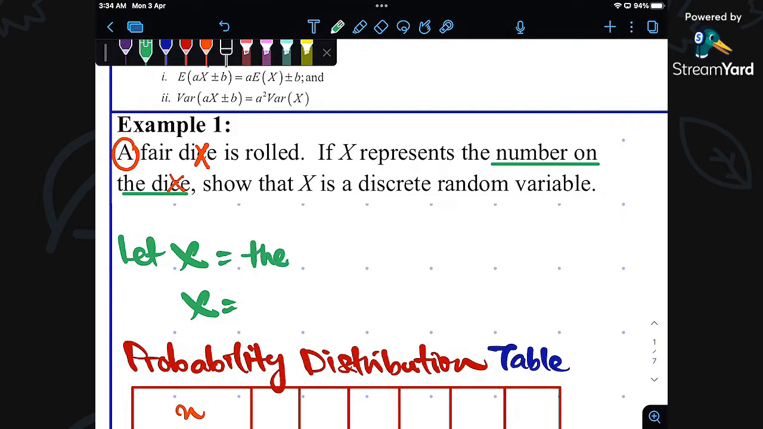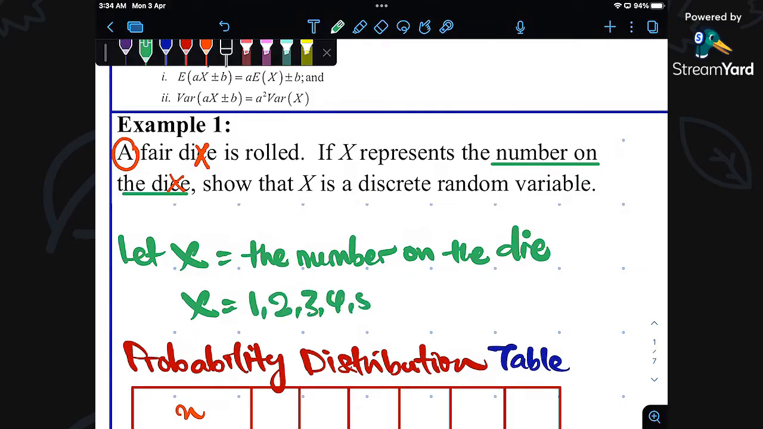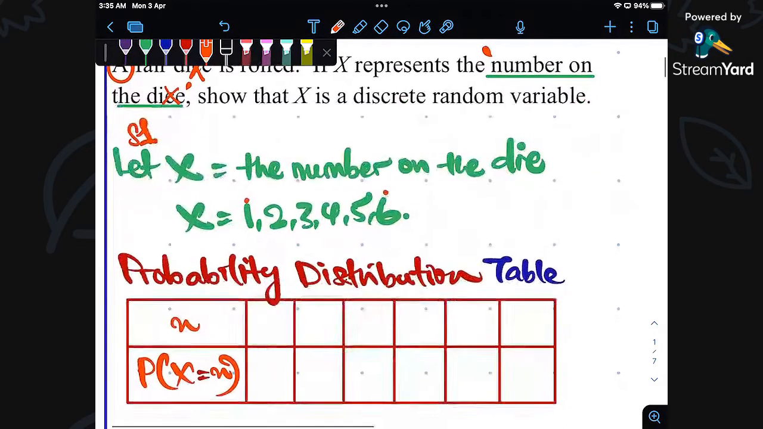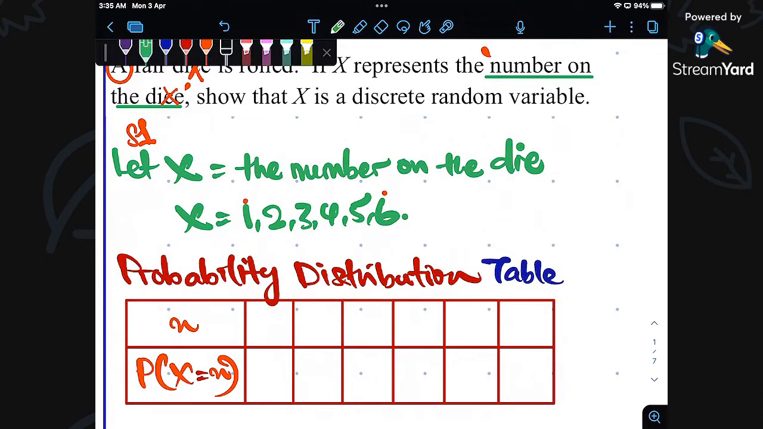So we write here the number on the die. We also know what the numbers are, which are 1, 2, 3, 4, 5, and 6. Make sure you do step 1 here so that you know what the question is all about, which is the number on the die, from 1 until 6. And so we can put the numbers 1 until 6 in the table.